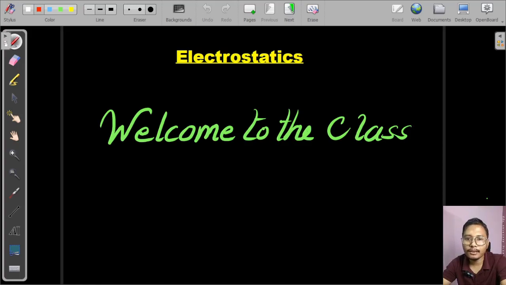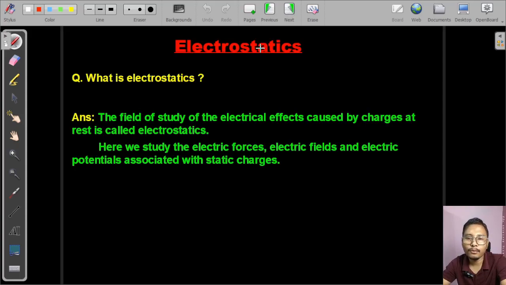What is electrostatics? The field where we study the effects caused by charges at rest is called electrostatics. Here we basically study electric forces, electric fields and the electric potential. Okay, keep in mind, here we are talking about charge.